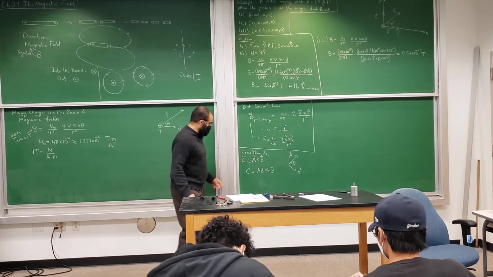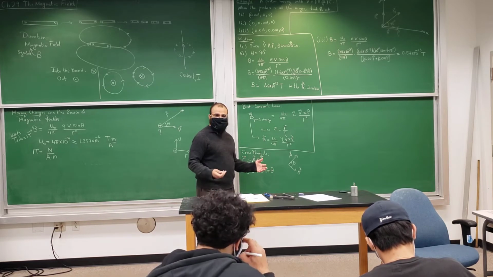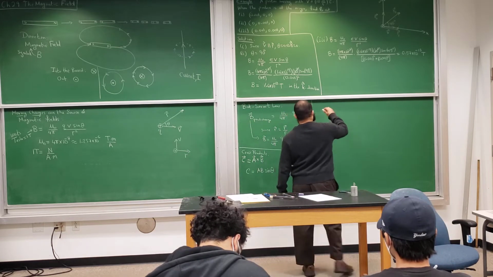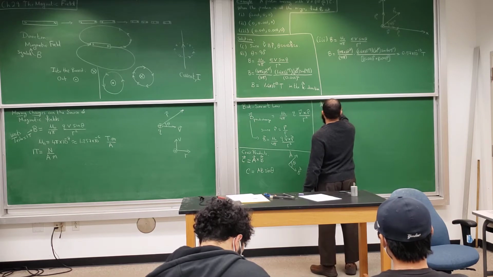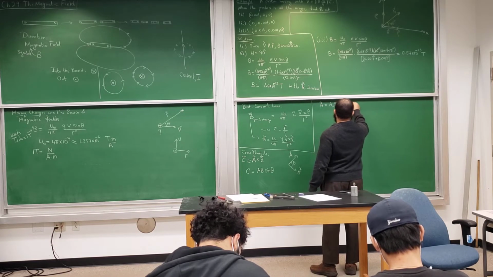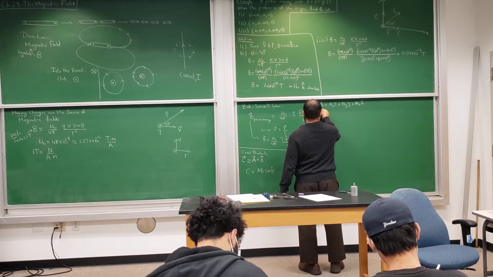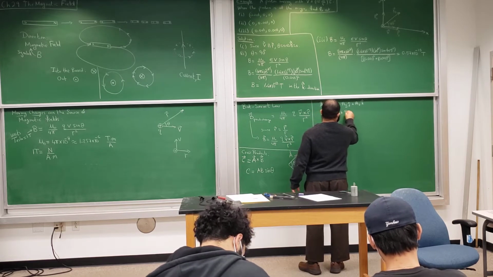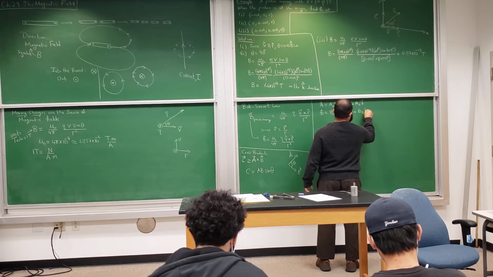So how do you calculate the direction? This gives you the magnitude. For the direction, again, you can use the right hand, but sometimes you want the formula that tells you exactly what it is without using the right hand rule. So you can write it this way. Vector A is AX i hat plus AY j hat plus AZ k hat. Vector B is BX i hat plus BY j hat plus BZ k hat.